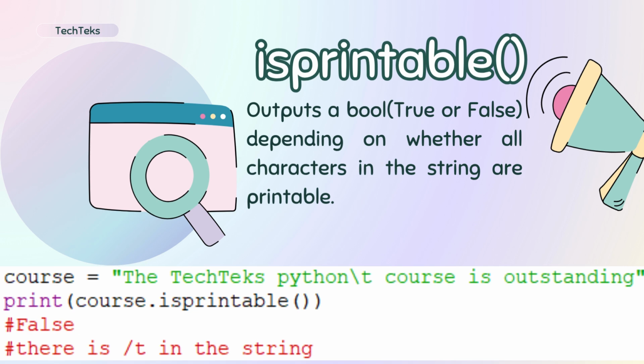Next up we have isprintable. This outputs true or false depending on whether all the characters in the string are printable. So if your string has something like a \t or \n, something that does something to the string rather than actually being printed as part of the string, then it is going to be false because it cannot be printed with the string. In this case, we've got \t in the course variable in the string, so that means it is false. Not everything inside the string can actually be printed, so it's false.